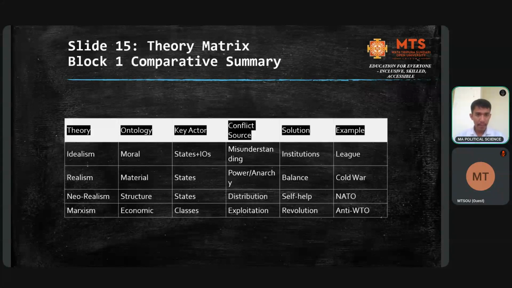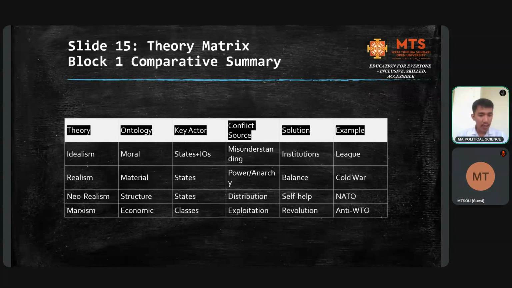So in this, what we have discussed are idealism, realism, neorealism, Marxism. In idealism, we talk about morality, what is good and bad, what has to be done. Key actors: state plus international organization. Conflict source: misunderstanding. Solution: institution, building new groups and institutions. Example: League of Nations. In realism, they are talking about the material, visible material production. The key actor is the state. Main conflict: power and anarchy. Solution: maintain balance, and the example is the Cold War.